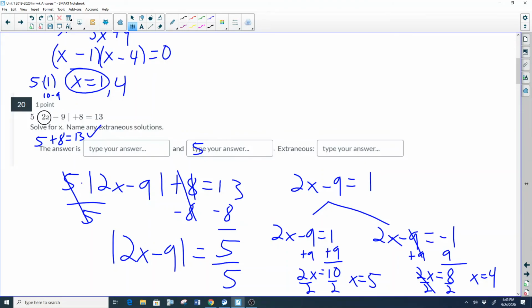We're going to plug a 4 in. 2 times 4 is 8. 8 minus 9 is a negative 1. But the absolute value of negative 1 is a positive 1. Times that by 5. Add that with the 8. 5 times 1 is 5 plus 8 is 13. It works. So both of them work for number 20. And then the extraneous is none.